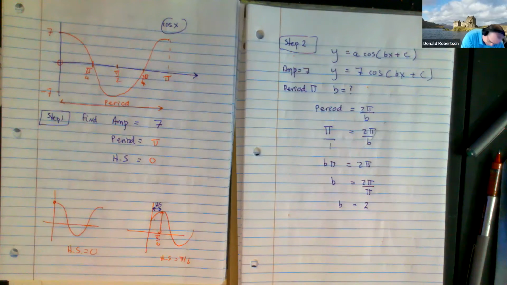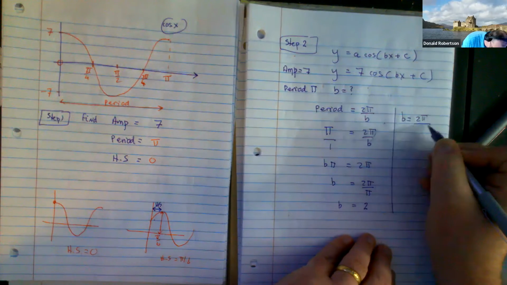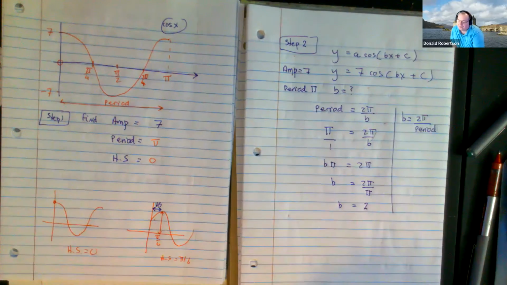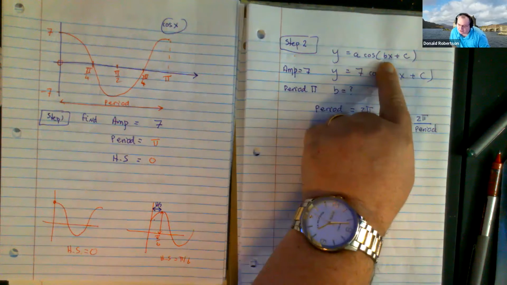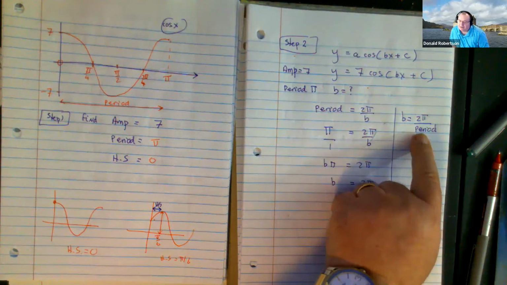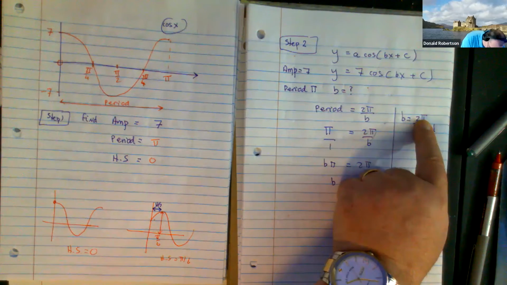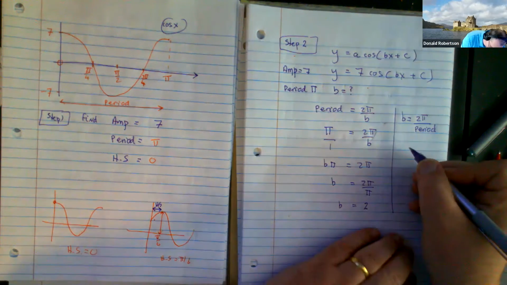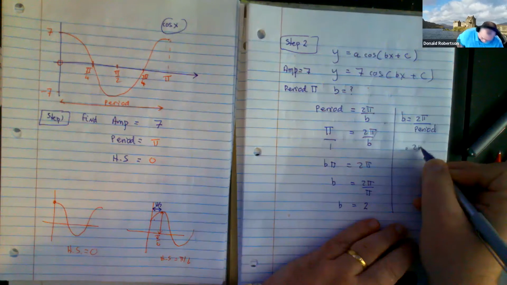There's another way to do it. B is equal to 2 pi divided by the period. So the coefficient of x, the guy I'm calling b, can be found by taking 2 pi and dividing it by the period. Let's see if that works. 2 pi divided by pi is equal to 2.